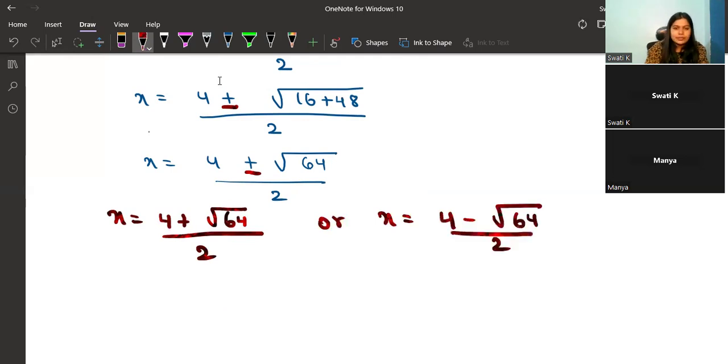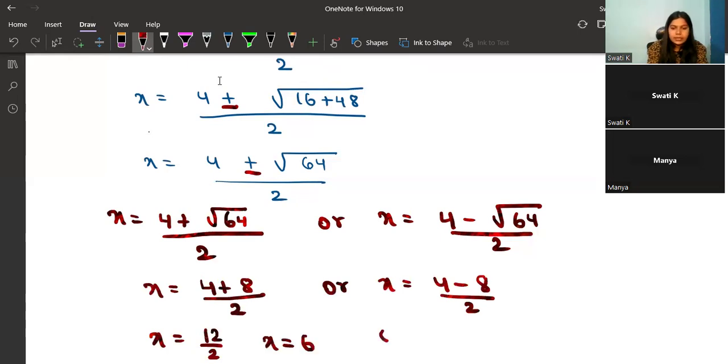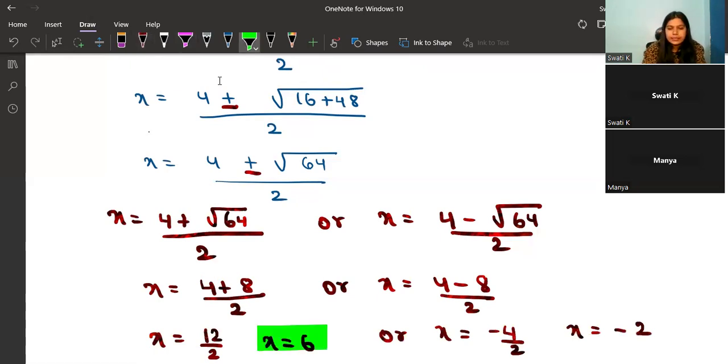So what will be the answer? x is equal to 4 plus root over 64, Manya, which is 8 upon 2, or x is equal to 4 minus root 64. Of course, the square root is 8. So 8 by 2. So what is the value of x? x is equal to 12 by 2, which is 6. So we have got x is equal to 6. Here, x is equal to minus 4 by 2, because 4 minus 8 is minus 4. So what is the value of x? It is minus, as it is. 4 divided by 2 is 2. So the answers we have got are x is equal to 6 and x is equal to minus 2, and these are the two answers.